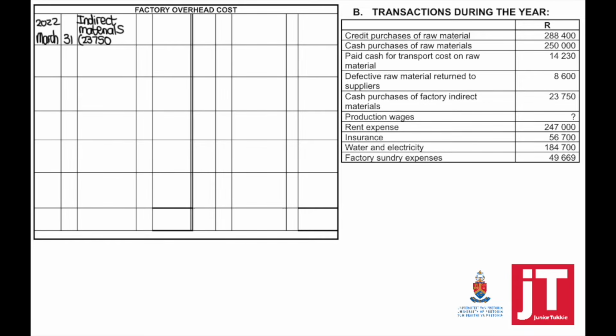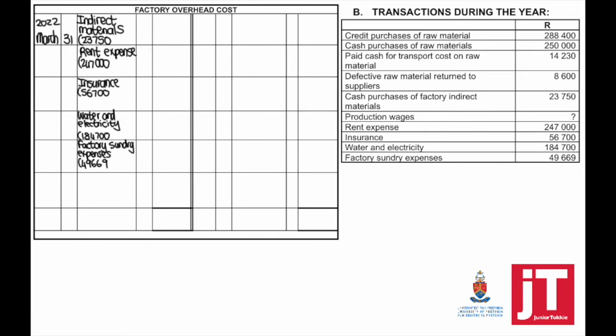Production wages is not applicable here. This was calculated in direct labor cost. Then we've got rent expense. Make sure that you show the total in brackets, the amount. Insurance, 56,700. Water and electricity, 184,700. And factory sundry expenses, 49,669. So this is your step number 1.